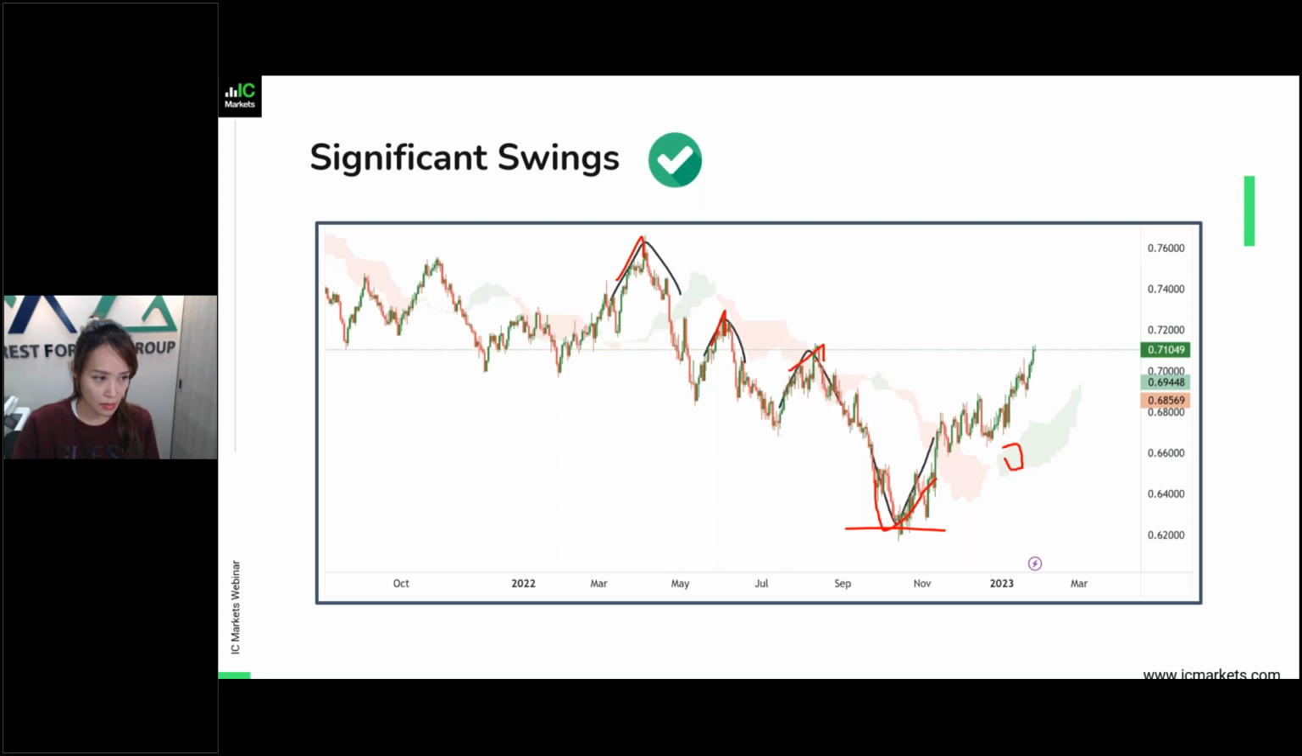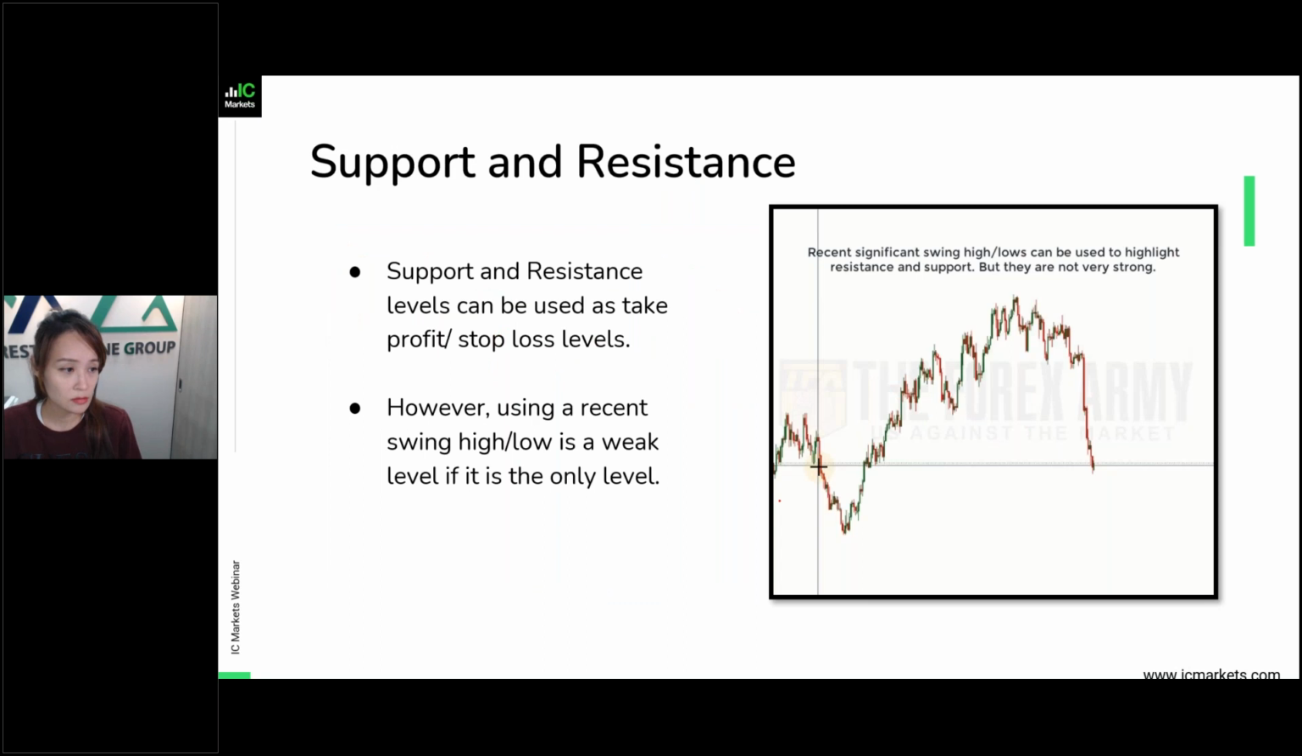EMA, okay, I don't use EMA so far. Somebody will use BB or Bollinger Band. I don't use that. Okay, I do not use that.